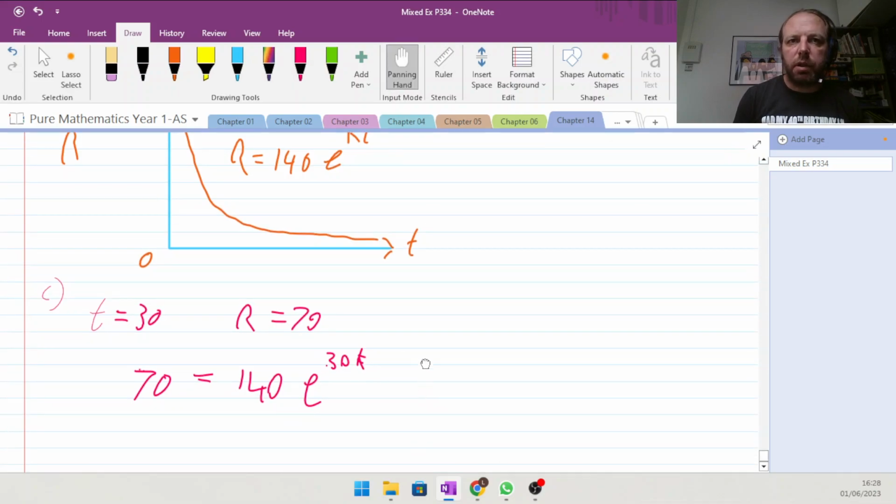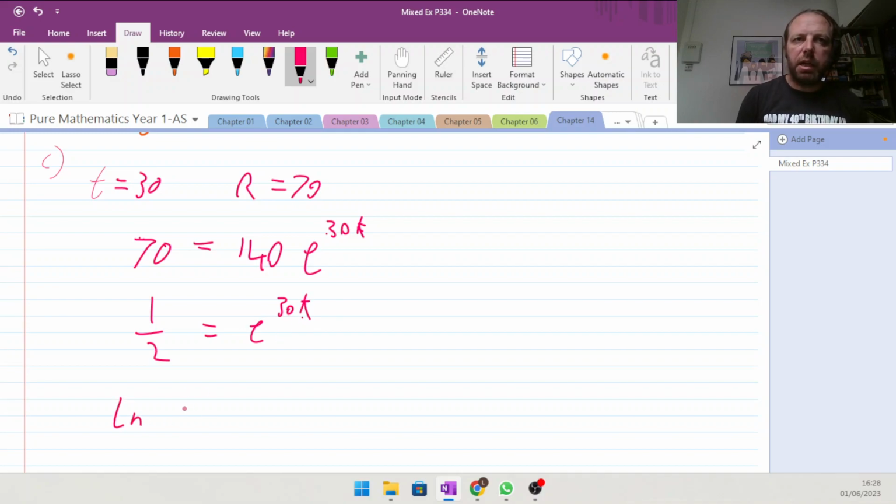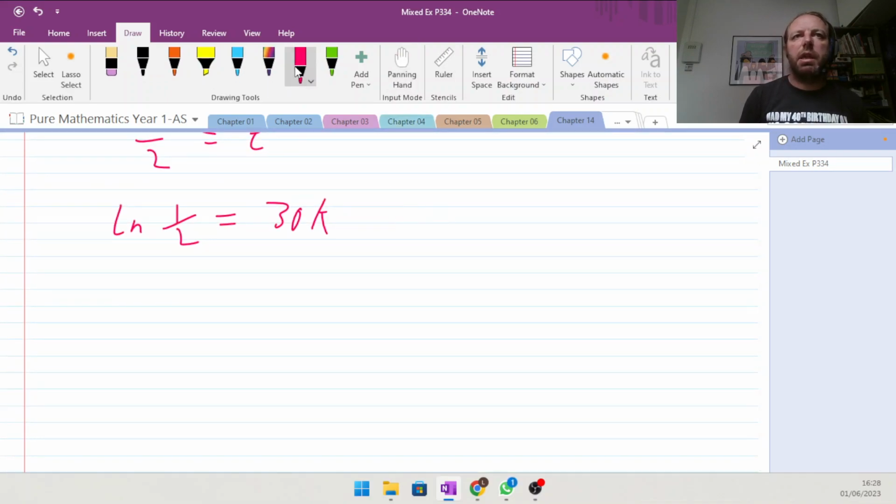Quickly solve that for k then. Let's do 70 divided by 140, that gives us a half equals e to the 30k. And so let's take the ln of a half is equal to 30k. Divide that by 30 and we get k is equal to ln of a half over 30.